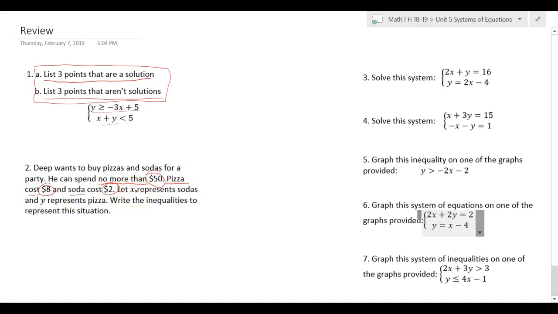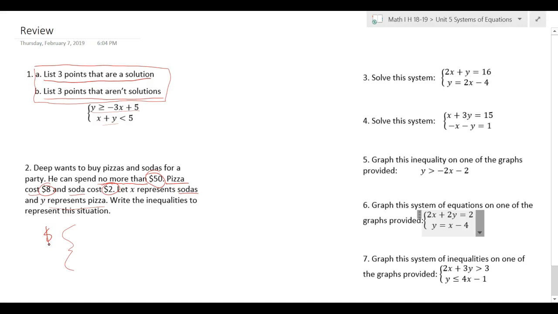The let statement is already here. Let X represent sodas and Y represent pizza, right? The inequalities represent this situation. Well, when I'm doing this, we remember that I want to set my goals here. What am I trying to do? Well, I want to buy sodas and pizza. I cannot spend more than $50. So I have a money equation.